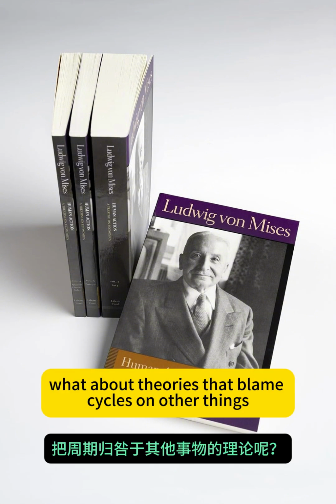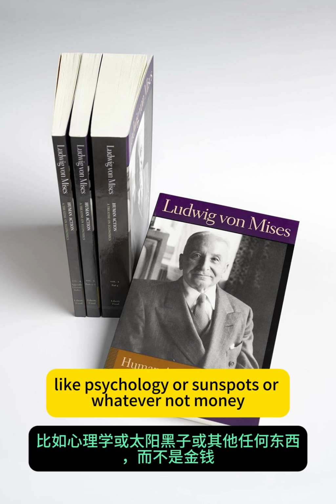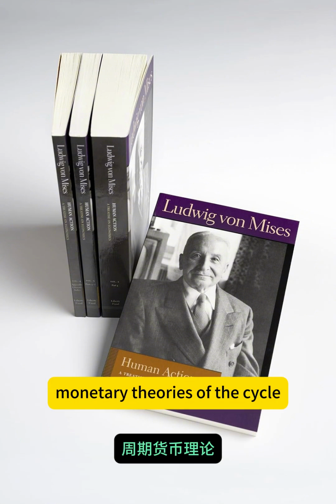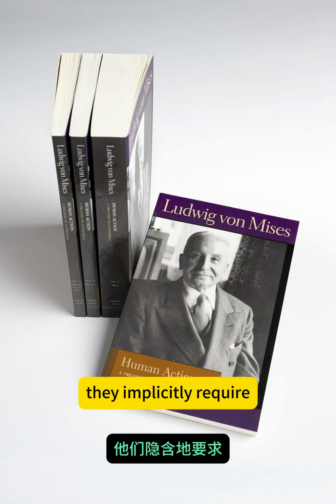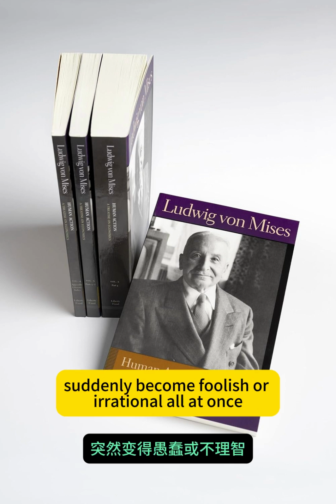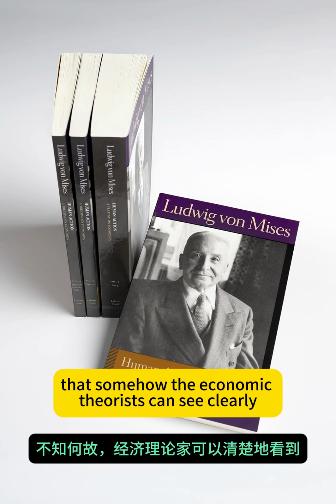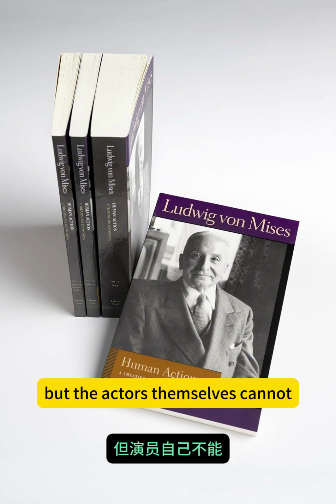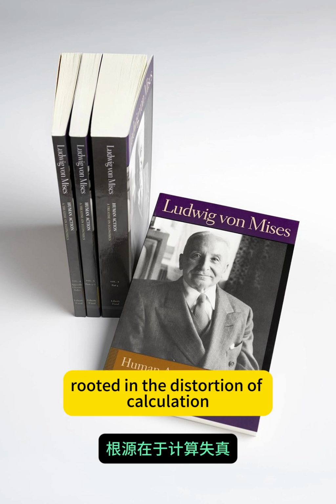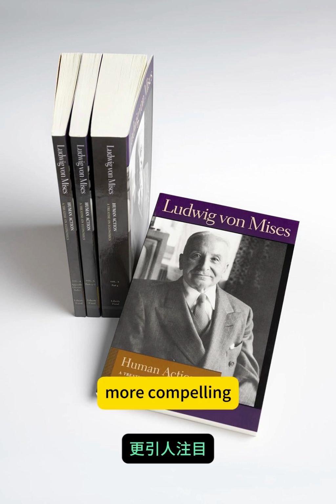What about theories that blame cycles on other things, like psychology or sunspots or whatever, not money? The source generally dismisses non-monetary theories of the cycle. It often argues they implicitly require believing that masses of experienced entrepreneurs suddenly become foolish or irrational all at once, making widespread errors that somehow the economic theorists can see clearly but the actors themselves cannot. It finds the monetary explanation, rooted in the distortion of calculation by credit expansion, more compelling.